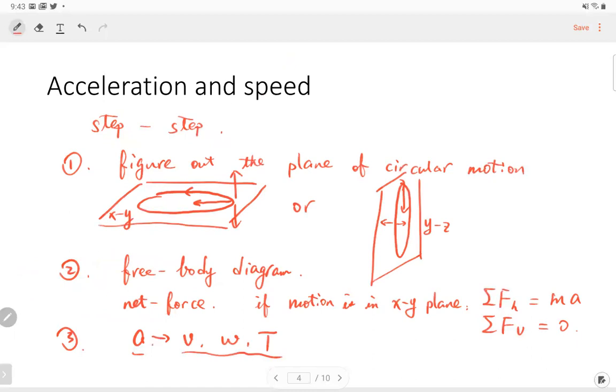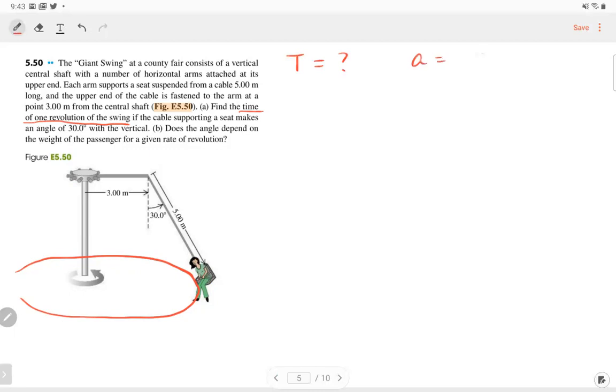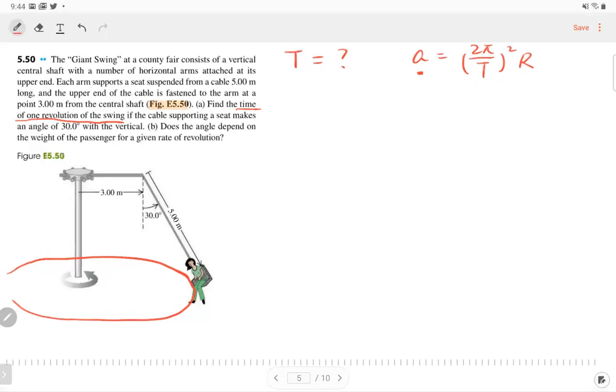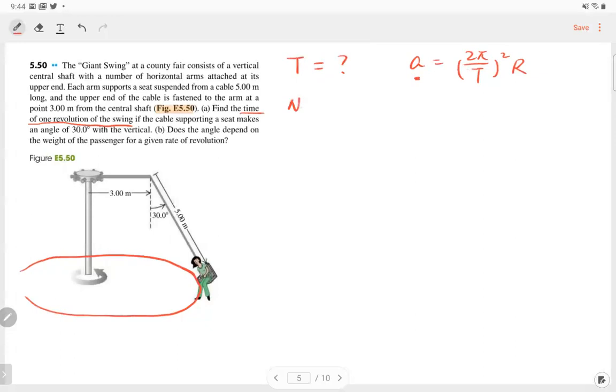To find the period, let's go back to the step-by-step procedure. We need to know the centripetal acceleration. If we have the centripetal acceleration, then we use the formula 2 pi over the period, squared, times the radius. Then we get the period if we know the acceleration. Okay, this is our step, but we don't know the acceleration. We're going to use Newton's second law, that the net force in the horizontal equals ma. Because this motion is in the horizontal surface, I need to use the net force in the horizontal direction equal to mass times the centripetal acceleration. Okay, so let's figure out the net force in the horizontal.